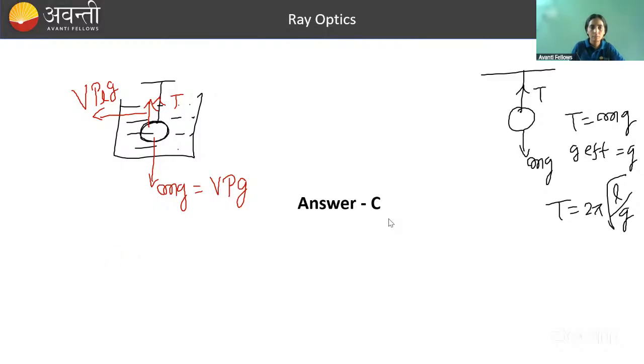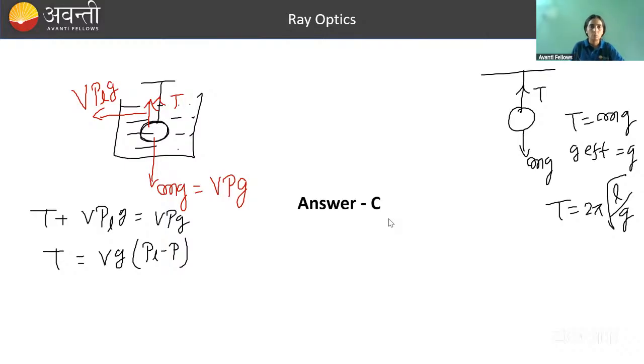T के डायरेक्शन में कौन कौन से फोर्सेस हैं? T plus V rho L G is equal to V rho G. So T equal to how much? It is V G, कॉमन ले लो आप, rho minus rho L. ठीक है? नो, rho minus rho L, सॉरी, rho minus rho L.